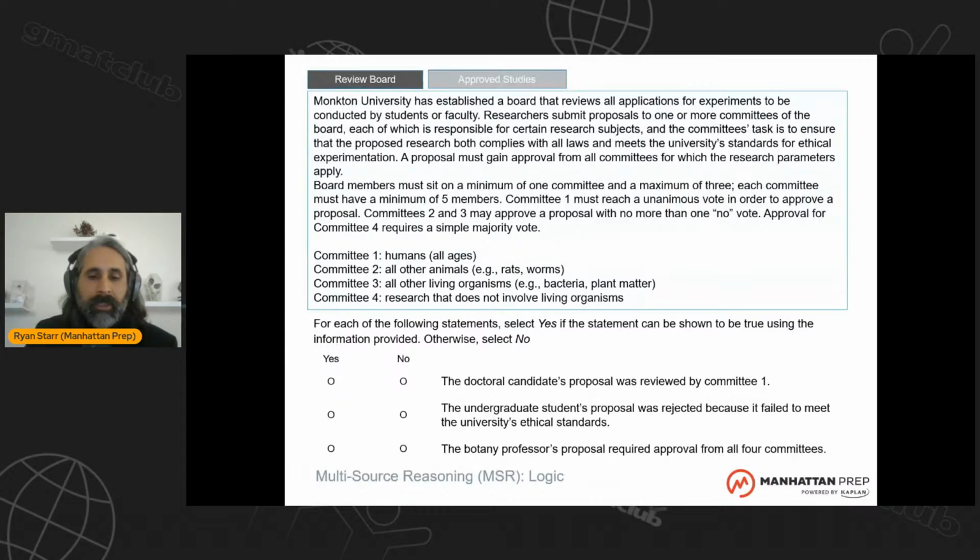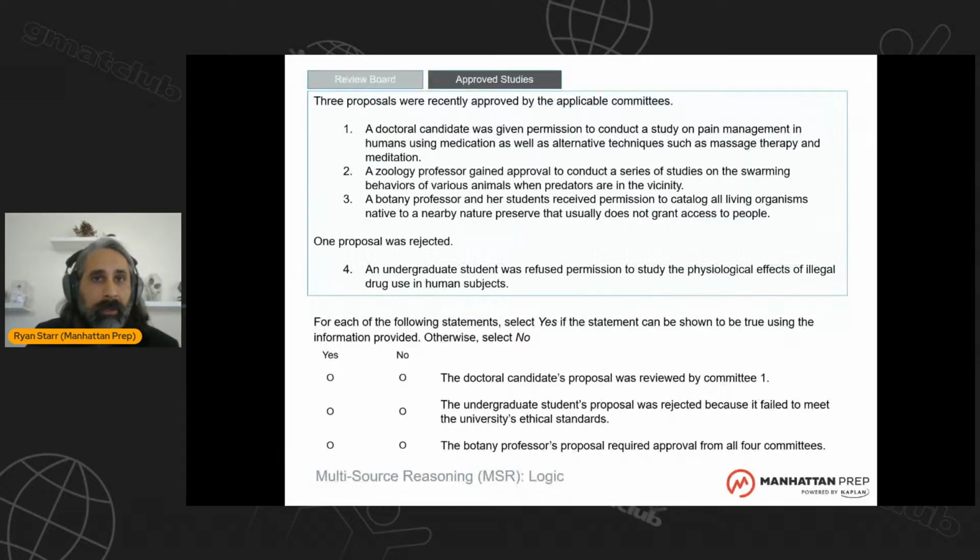All right, and just to give you a sense of what's on the other tab, it also has a numbered list of conditions or circumstances or things like that, right? And again, that's pretty consistent with the logic type.